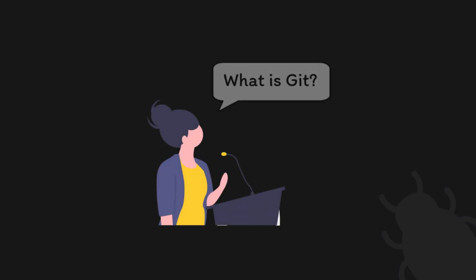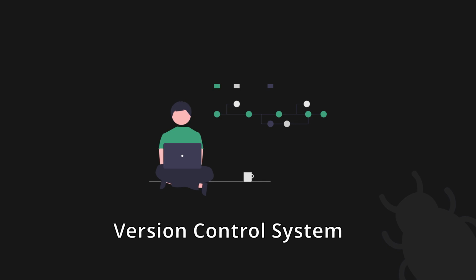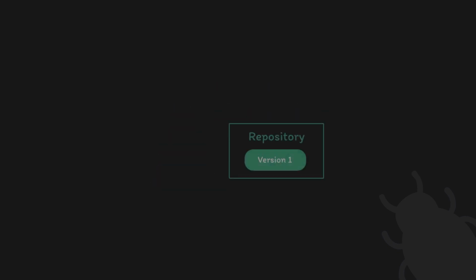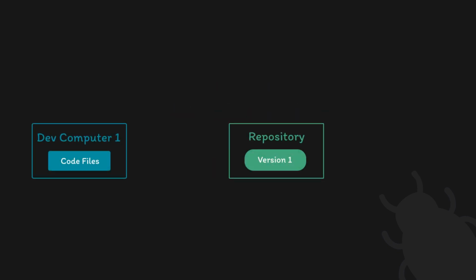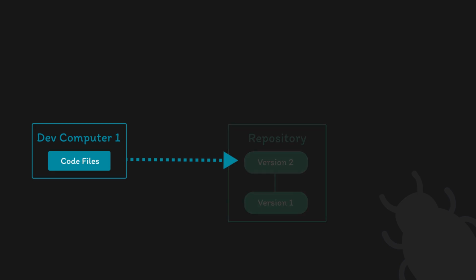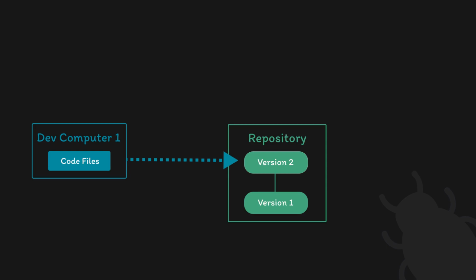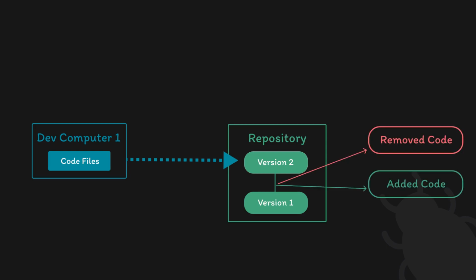So, do you already know what Git is? In short, Git is a version control system. For example, let's say you have a program on your computer and you sent a copy of the code files to be stored by Git. When you update your code, you will not only have saved different versions of the code, but also details of what was added or removed in each version.